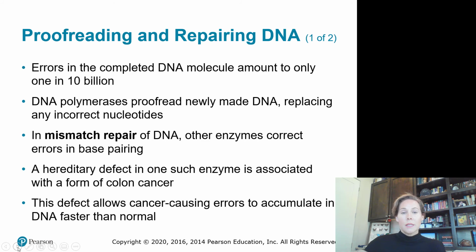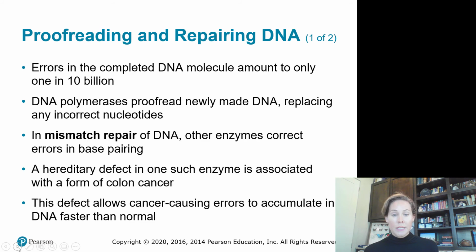What's amazing is that errors in completed DNA molecules are only about 1 in 10 billion. So this is an extremely precise and well-oiled machine because mistakes simply don't happen very often at all. DNA polymerases proofread newly made DNA and replace the incorrect nucleotides. And so that's one of the reasons why mistakes don't actually make it to production, in a sense. In mismatch repair of DNA, other enzymes correct errors in base pairing. So there are multiple factors helping proofread that the DNA was made correctly.